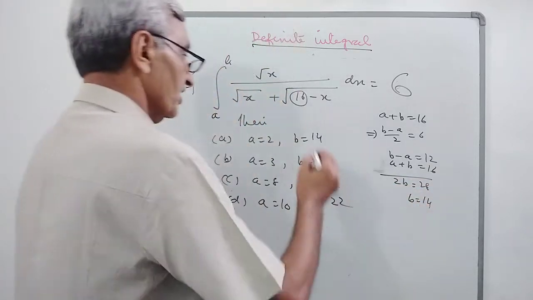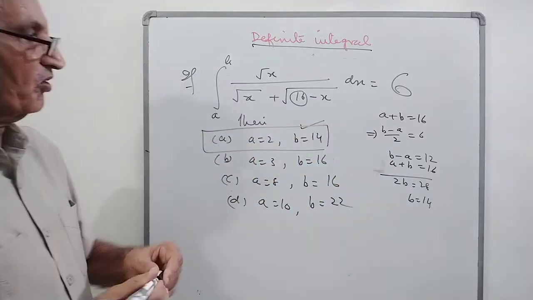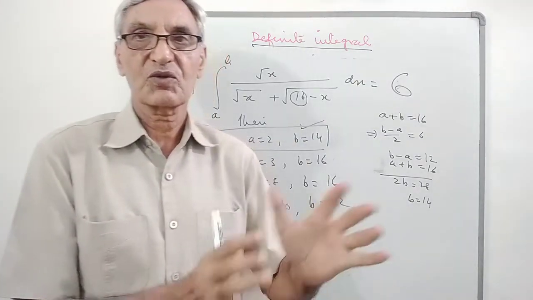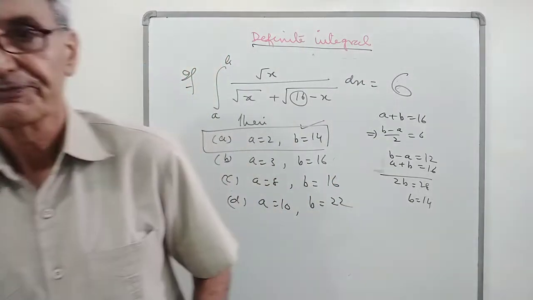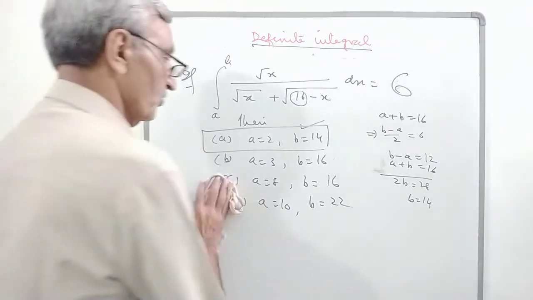Where is b is equal to 14? Here b is equal to 14. This is the answer, friend. We use the formula, but the question has been asked in a different way. This was one property we did and this question is based on it. Let's look at the new one.